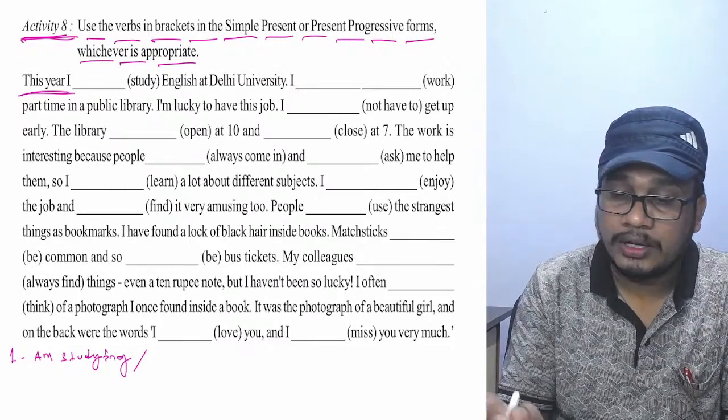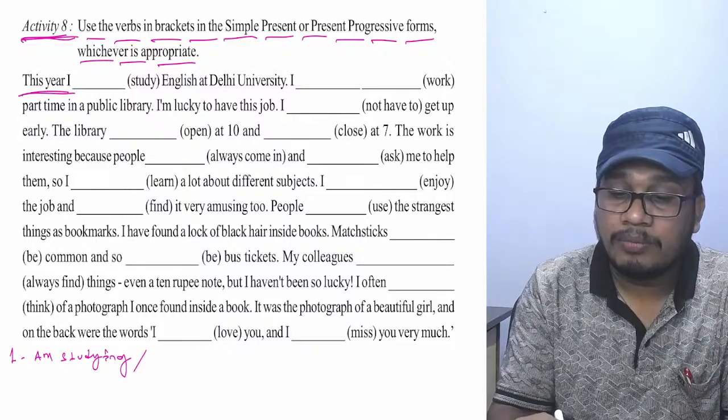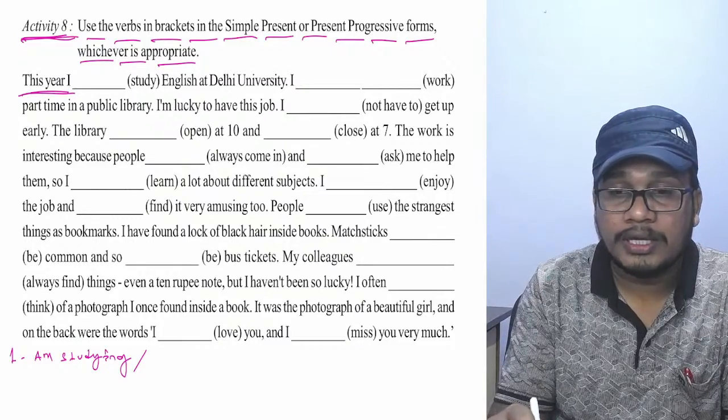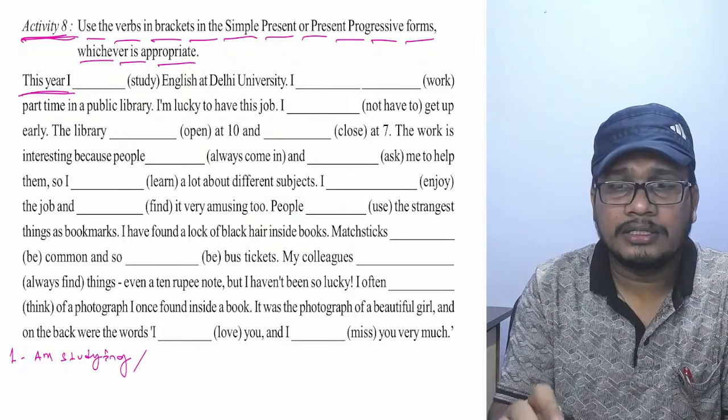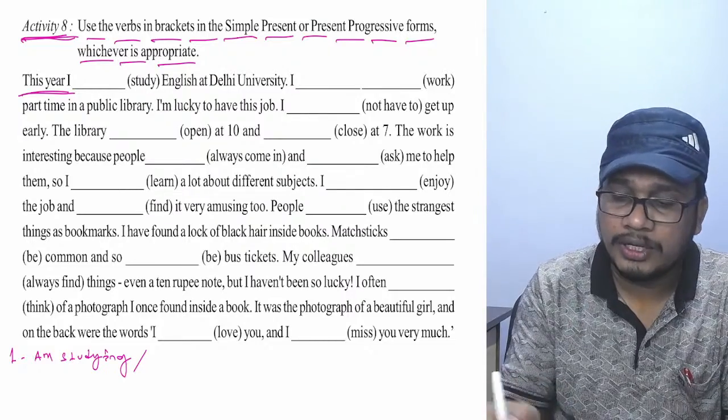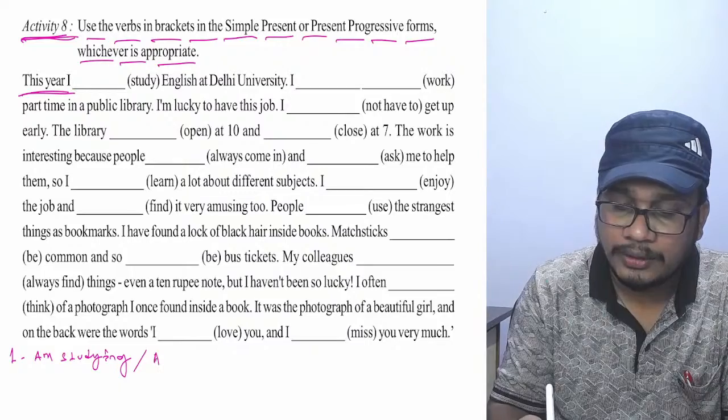I dash work part time in a public library. Work here means that currently, at the present time, I am working. So it will be: I am working.